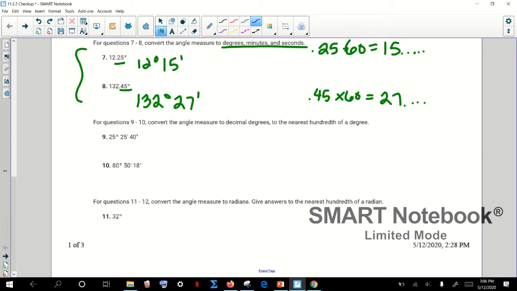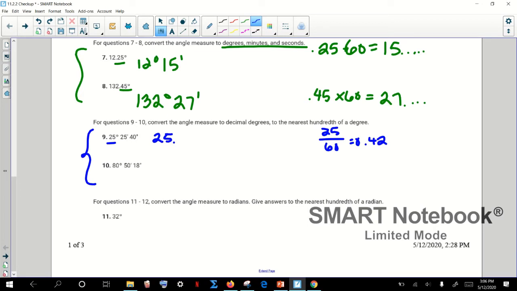Next, we have degrees, minutes, and seconds already done, and we want to go back to normal degrees. In number 9, I have 25 full degrees, and now I just have to figure out the decimal part. Instead of multiplying by 60 like we were doing in 7 and 8, we're going to be dividing by 60. I take the minutes, which is 25 divided by 60, and in my calculator I get, let's round to 0.42.